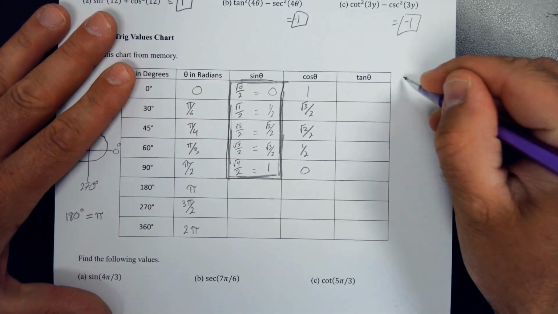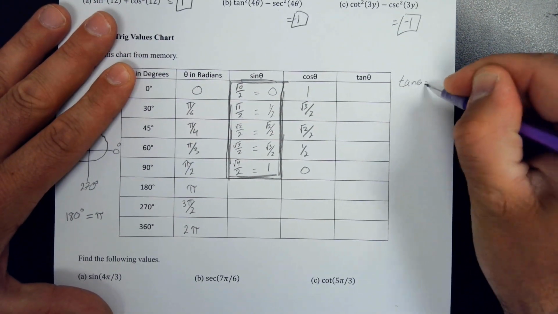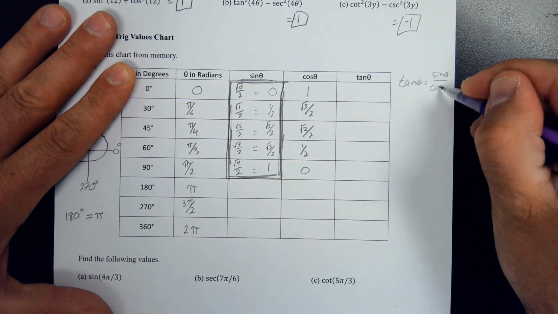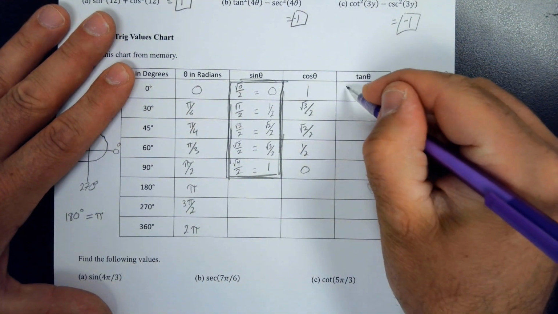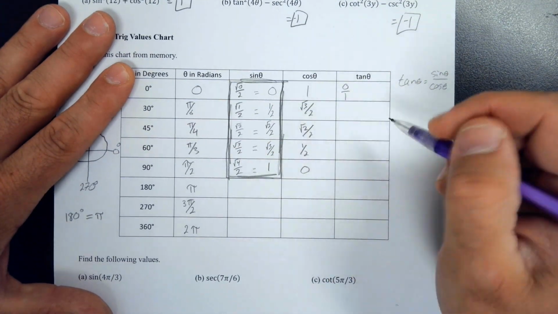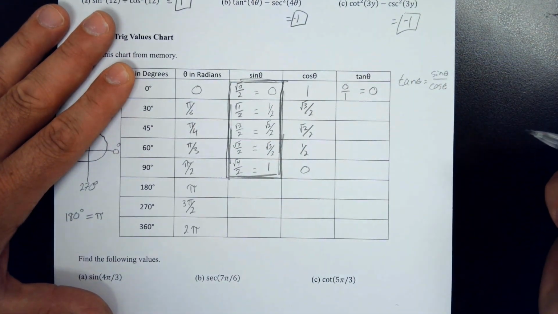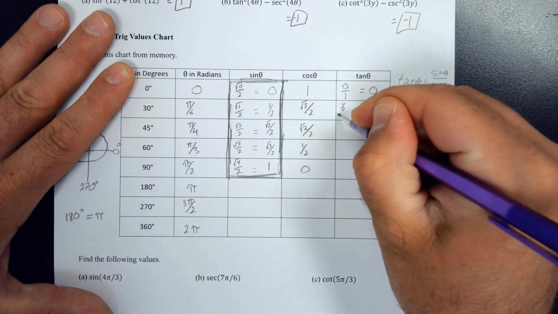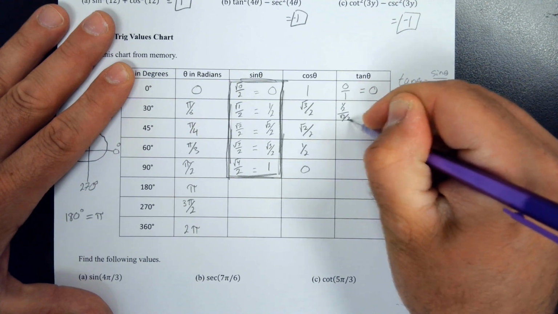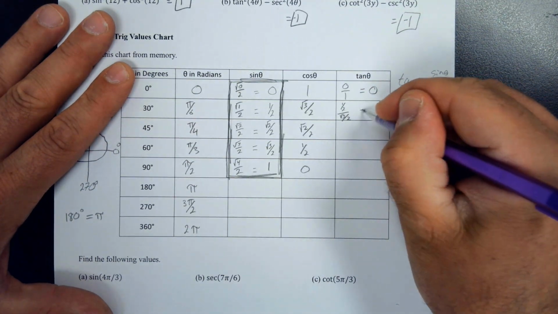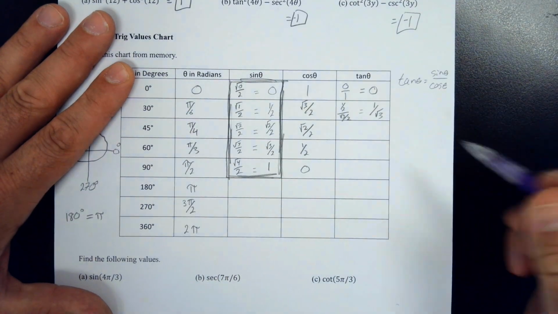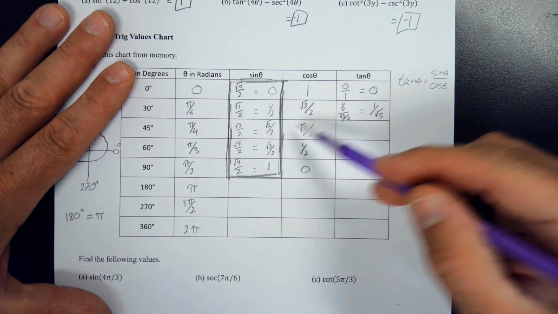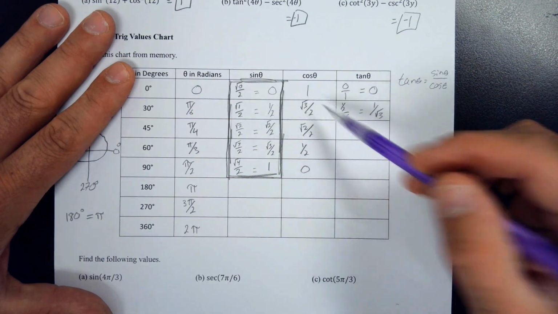Tangent theta is nice because tangent theta is sine theta over cosine theta. So for instance, 0 over 1, sine theta over cosine theta, is just 0. Then 1/2 divided by square root of 3 over 2. Well, the 2's in the denominators cancel out, and you're just left with 1 over square root of 3. You don't have to do this calculation every time. You might just have it memorized eventually. But if you have these already, these just come right away. It's this one over this one.